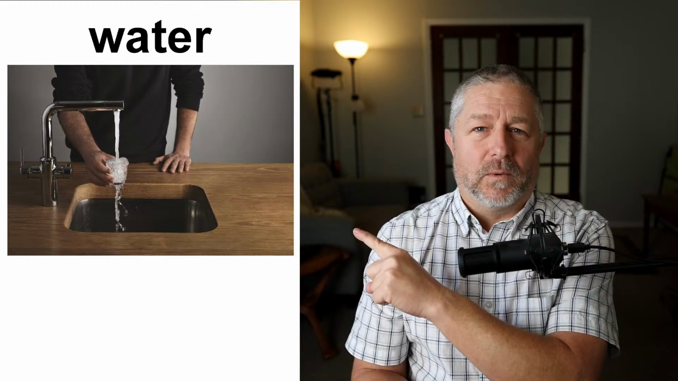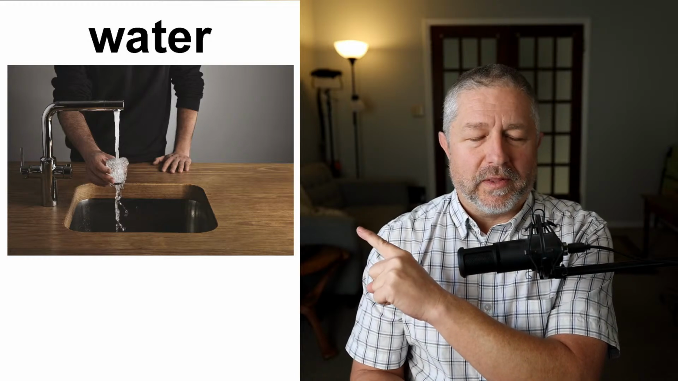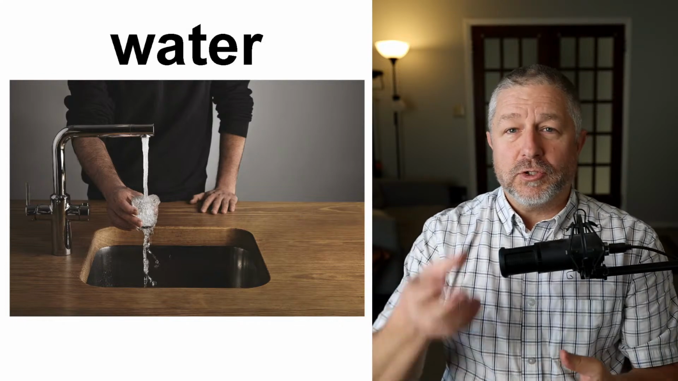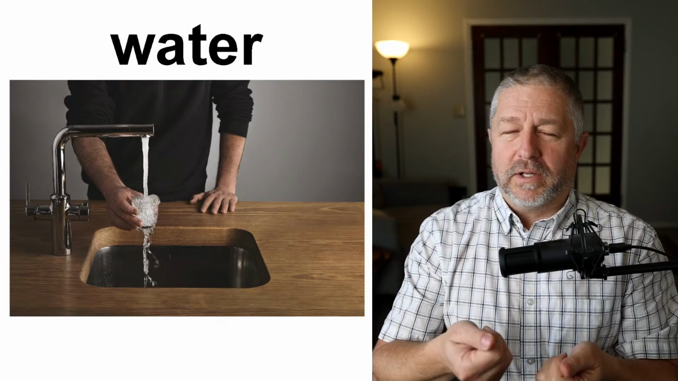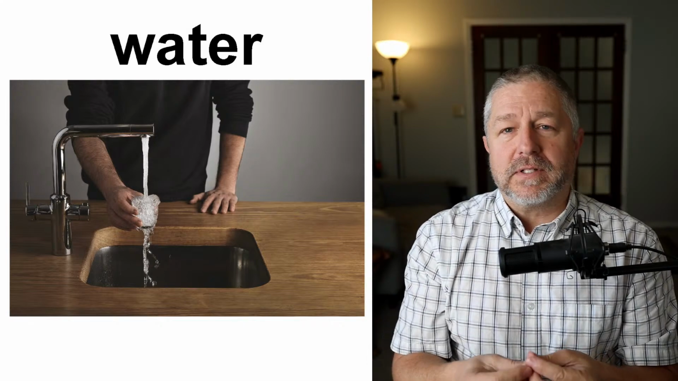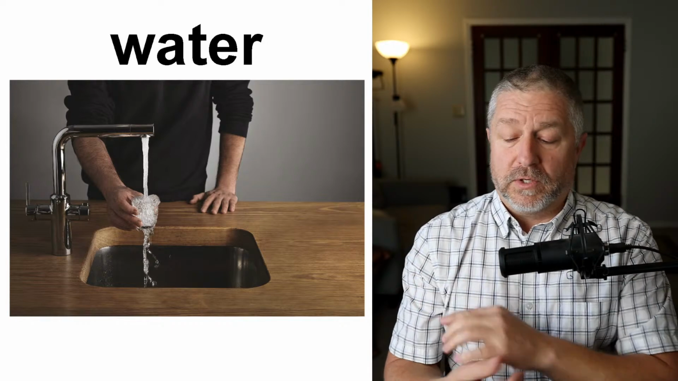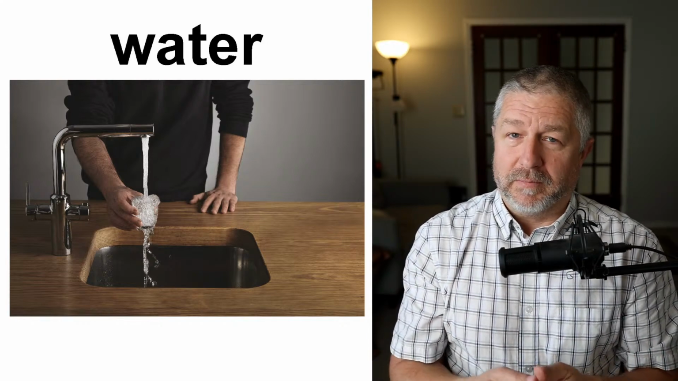But you need drinking water. You need water to cook with. You need clean water in your house so that you have something to drink. You have something if you want to boil some eggs. You have something that you can use to wash the dishes. You need water. So you will get a water bill every month.